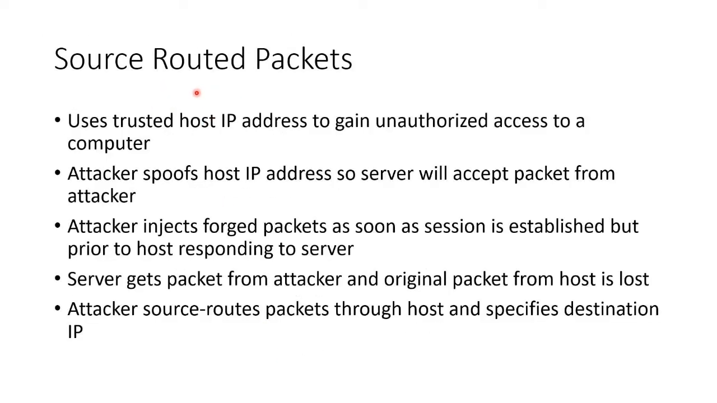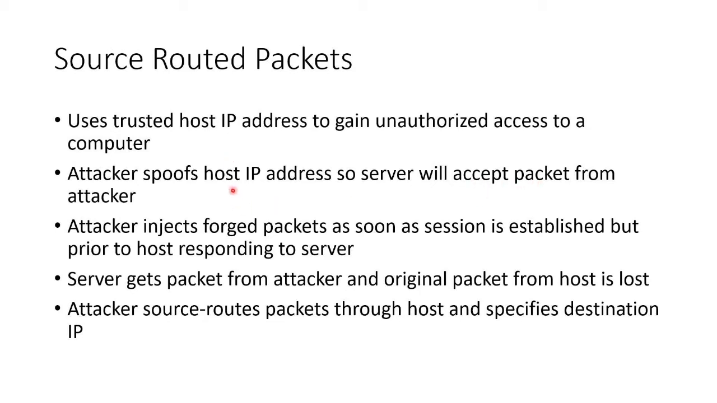Another thing we can do is source routing. This is something that should be disallowed on your network, but in the original TCP/IP, it was permitted. A trusted host IP address can be allowed in simply because the IP address is on a list that's trusted. So I will change my IP address to be spoofed. You can do this with MAC addresses too. Depends upon the application. I can change my IP address so the server will think, oh, this is a trusted person, they're on the list, and it will accept the packet.